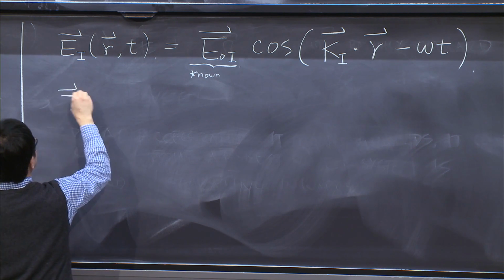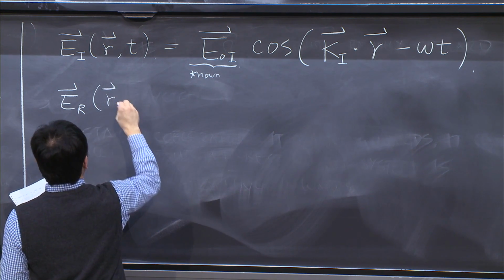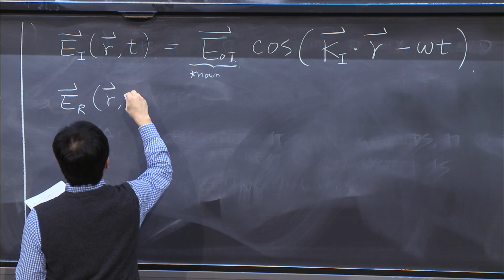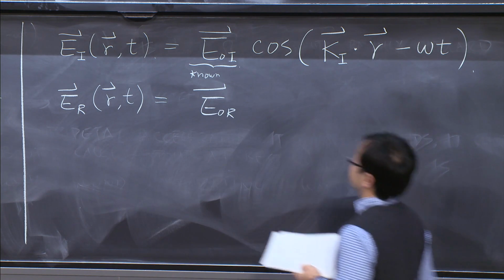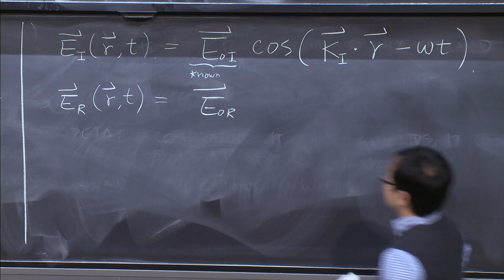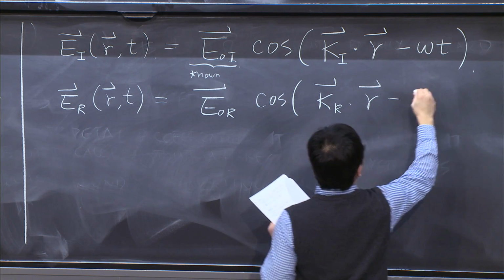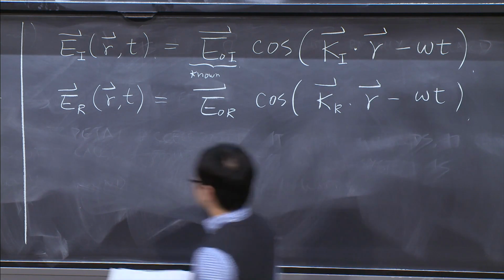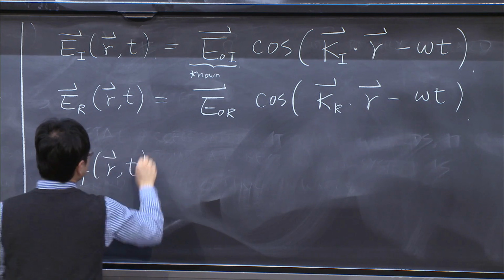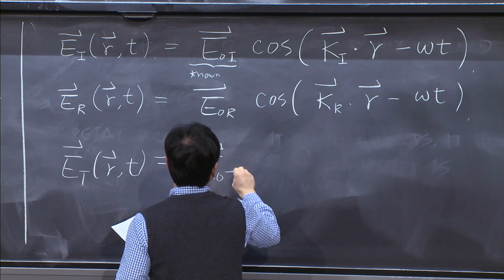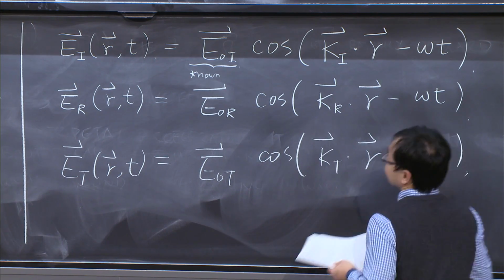Now I can do the same thing and write down the refracted wave, E_R, as a function of r and t. Very similarly, this is E0R, which tells you the magnitude and polarization of the refracted wave, times cosine(K_R dot r minus omega t). Finally, you have E_T as a function of r and t, and this will be E0T cosine(K_T dot r minus omega t).